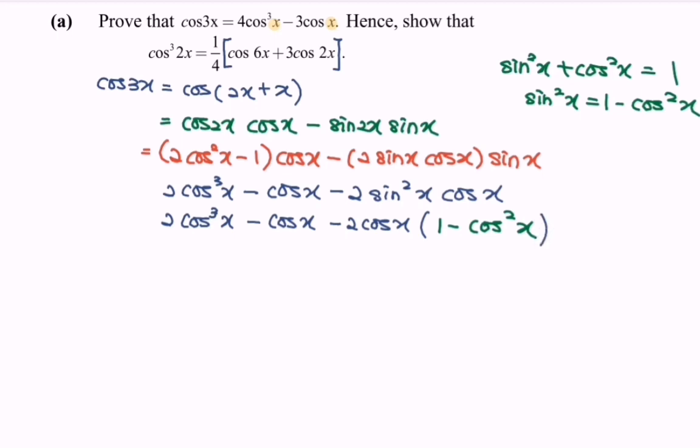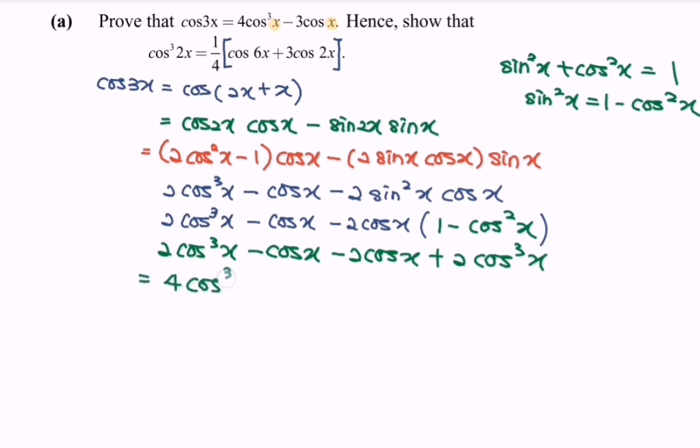So kindly expand the situation. So 2 cos cube x minus cos x minus 2 cos x plus 2 cos cube x. Simplify the situation. Finally, we have 4 cos cube x minus 3 cos x for the right hand side, and for the left hand side will be cos 3x. So we have already proved the situation.